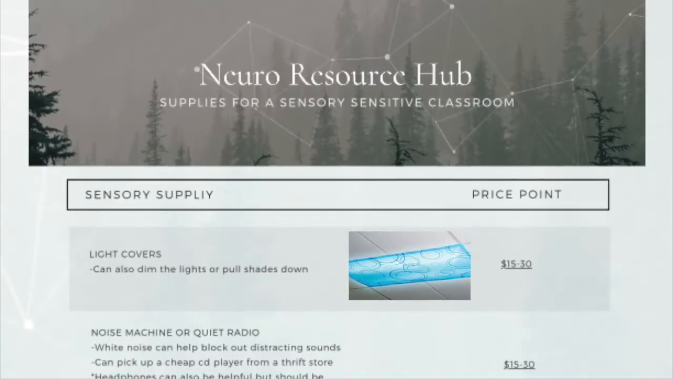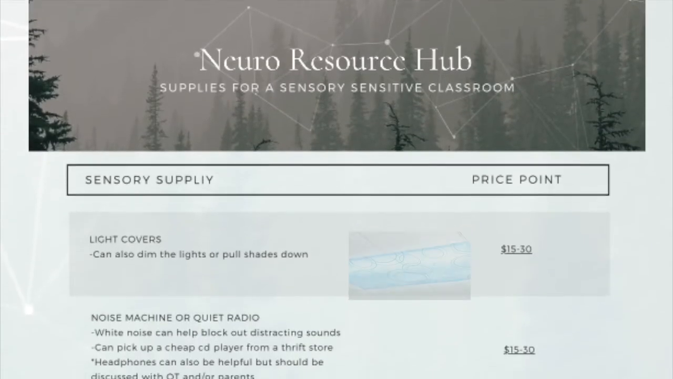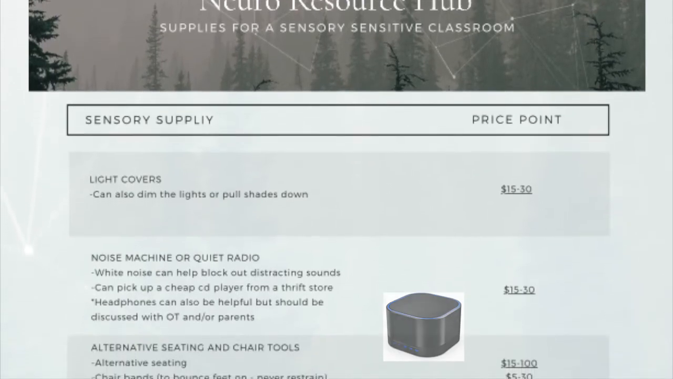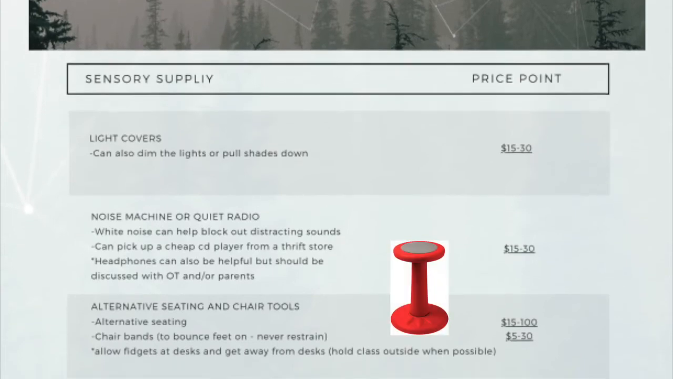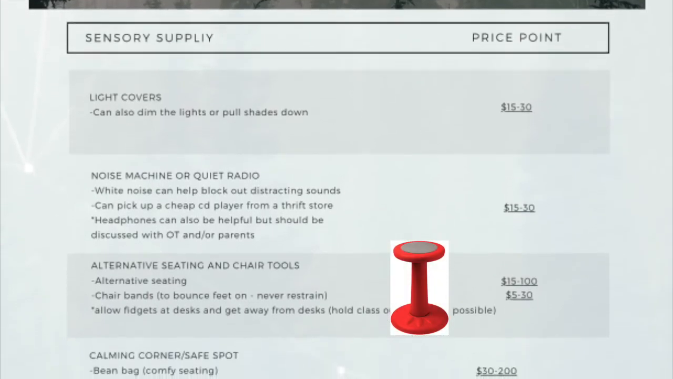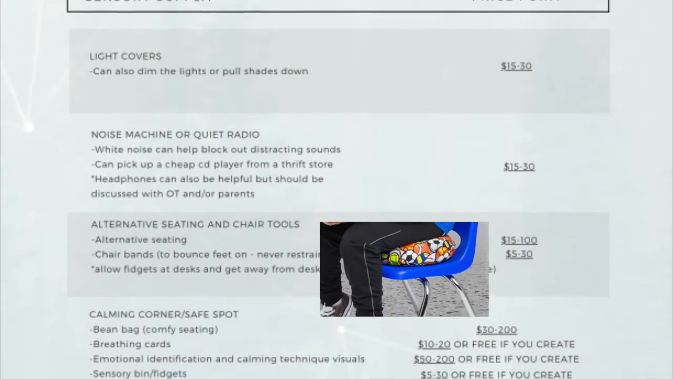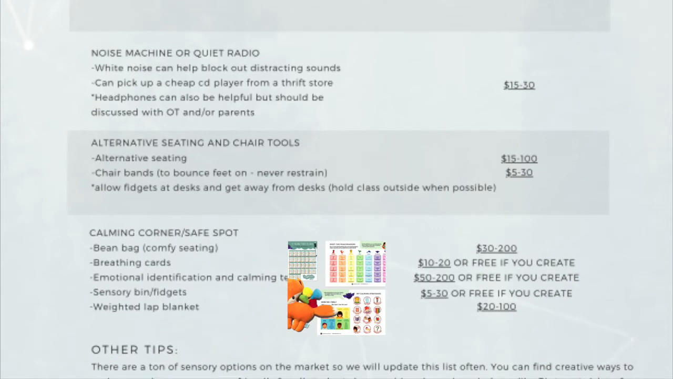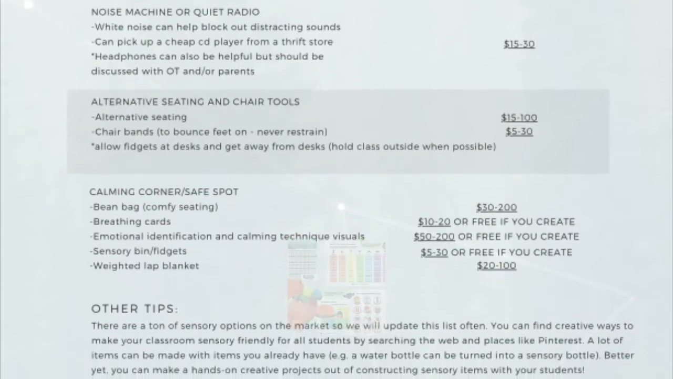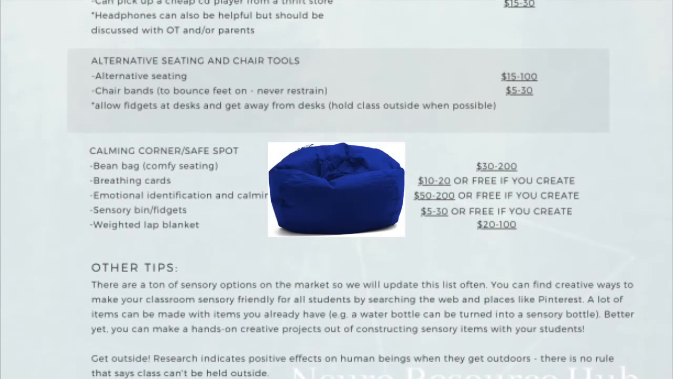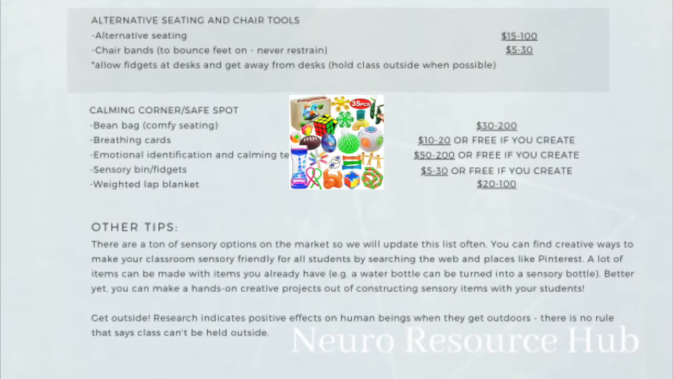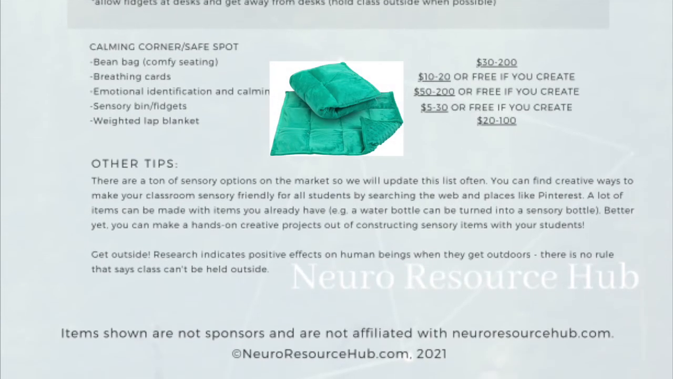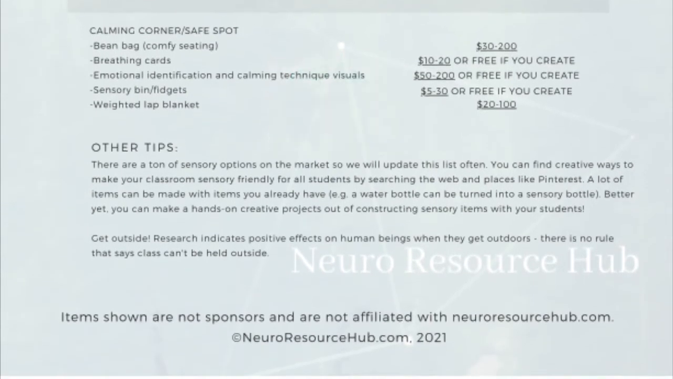Light covers can be used to block those nasty fluorescent lights from hurting people's eyes. Noise machines or quiet radio are a great way to block out extra sound. Alternative seating and chair tools are wonderful for individuals that get a little wiggly and fidgety. And calming corners are a definite must. Every room, every workplace, everywhere should have a place to take a break, feel safe, comfortable, and reset yourself to be able to go back and be successful in whatever you are trying to do.